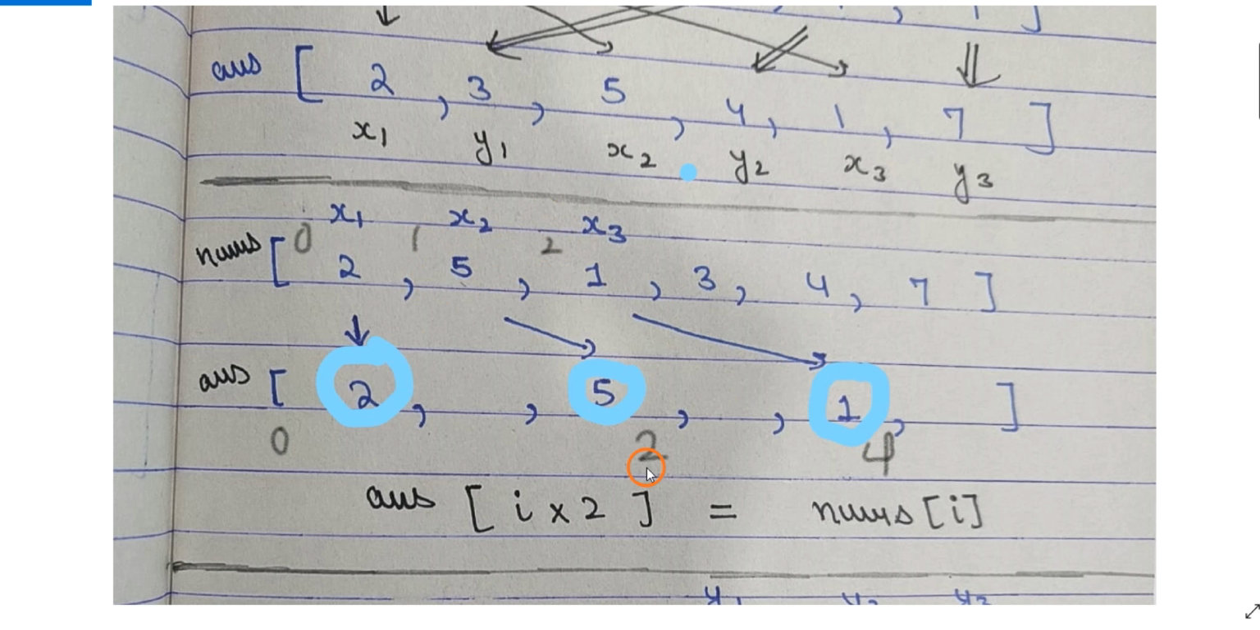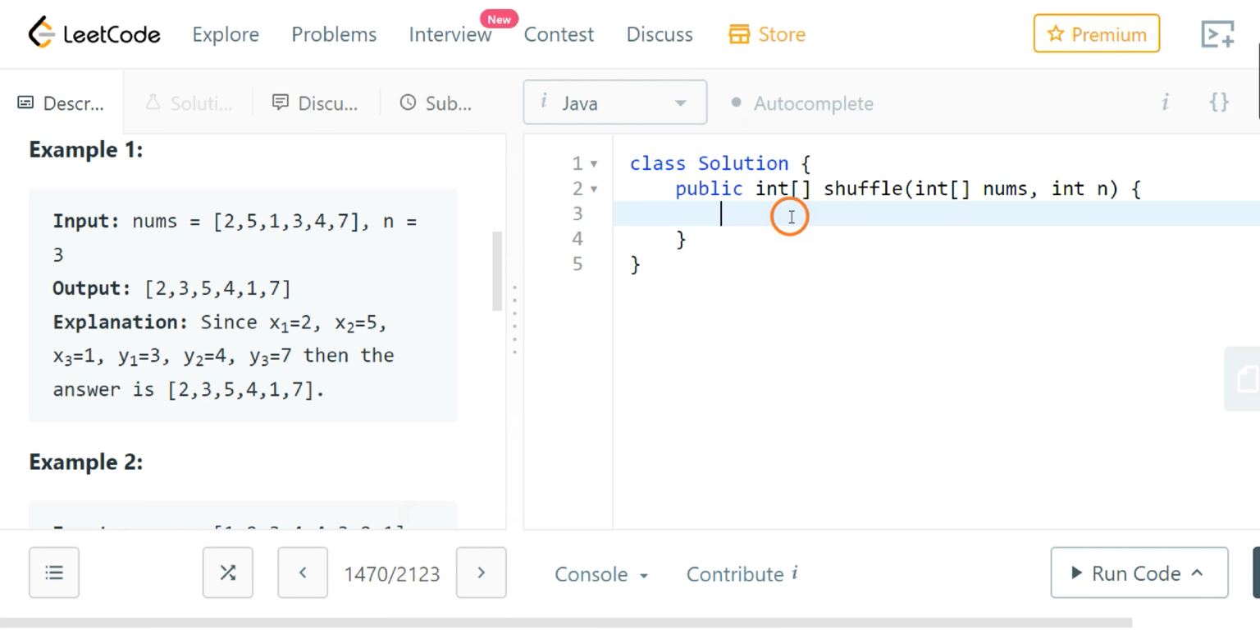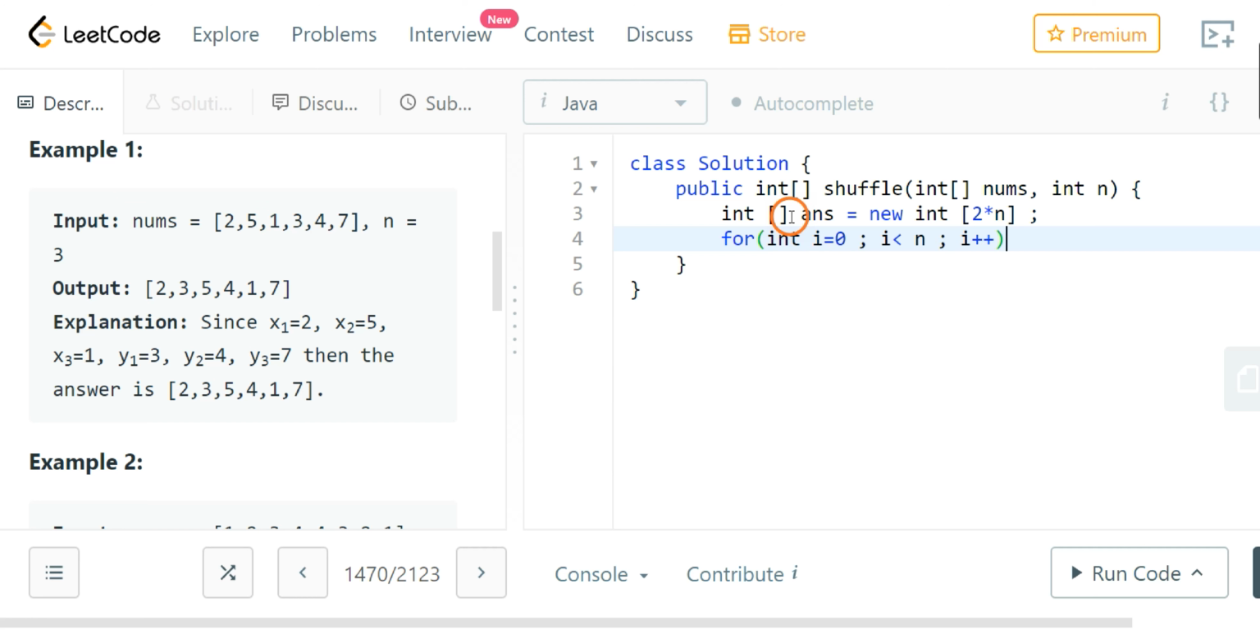So let's code only this part. After that I will explain you the rest of the part. See here. First of all I'll make an integer answer array equal to new int 2 into n. Now I'll make a for loop and I'll write answer at 2 into i is equal to nums at i. So let's try to run this for our first example test case.